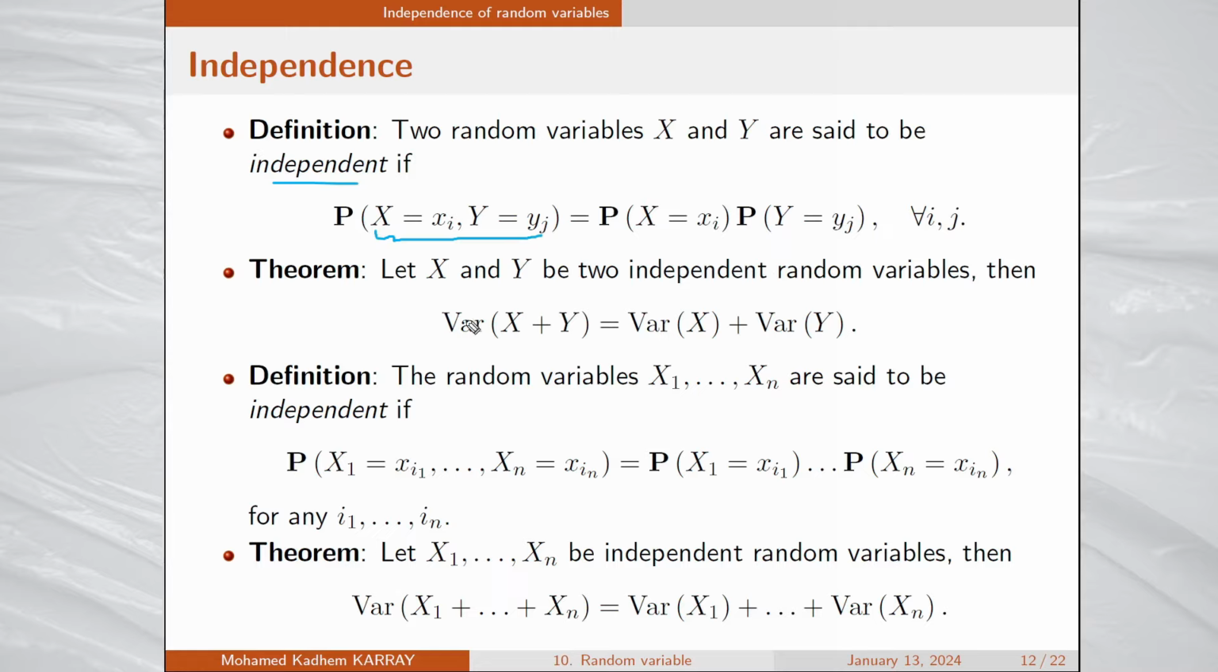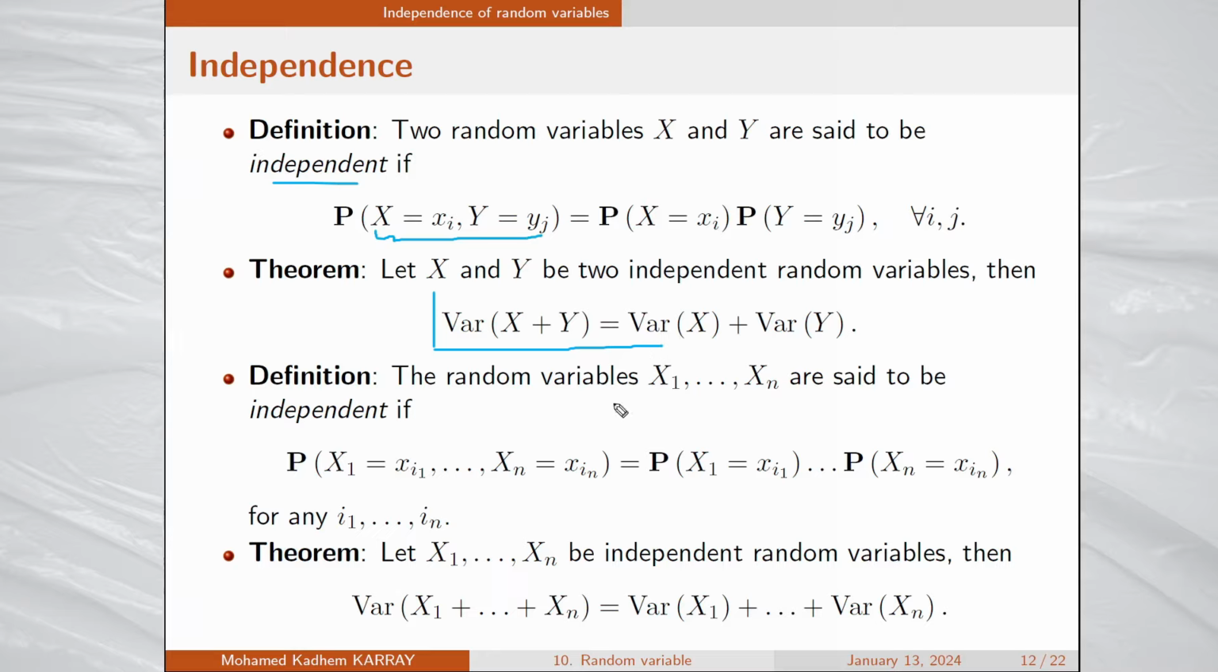The interest of this notion of independence is in particular to get such formula. If we have two independent random variables, then the variance of the sum of these two random variables equals the sum of the variances. Variance of X plus variance of Y. So remember that this formula is not true in general, but for independent random variables this holds true.